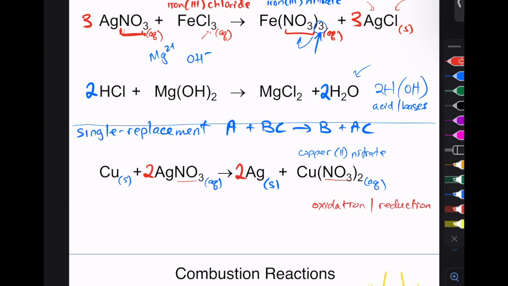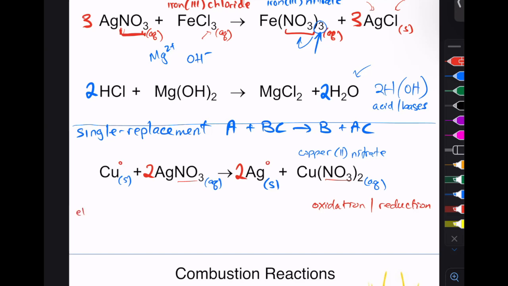Who remembers what oxidation means? What happens when a metal gets oxidized? It loses electrons. Something you might not know: when you find an element in its natural state, it's always neutral. So metals, when they're solid, are neutral. I'm going to put a little 0 up here.